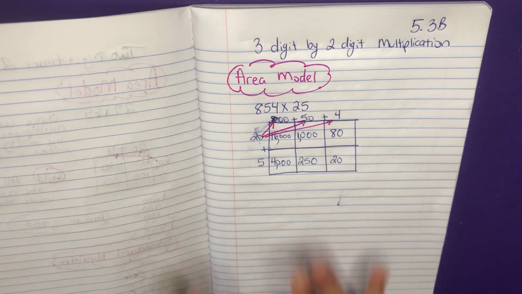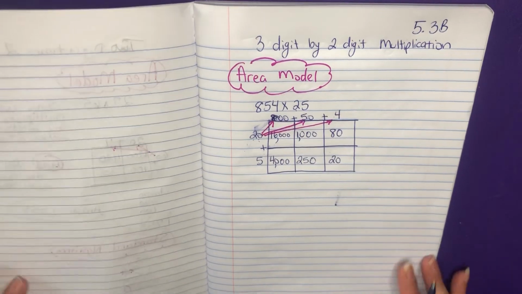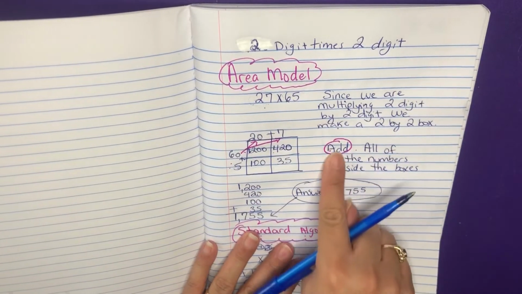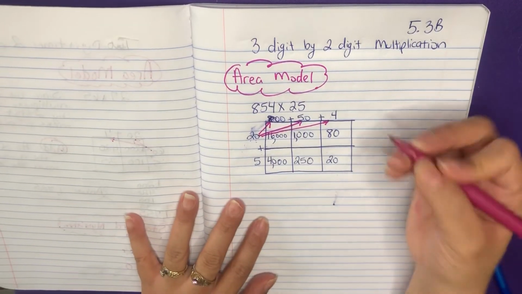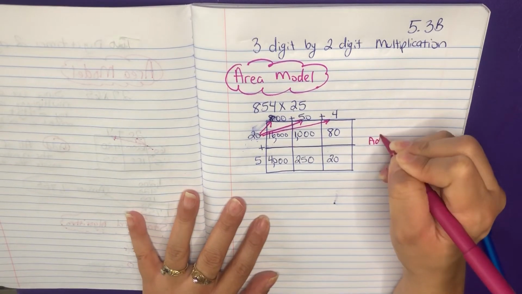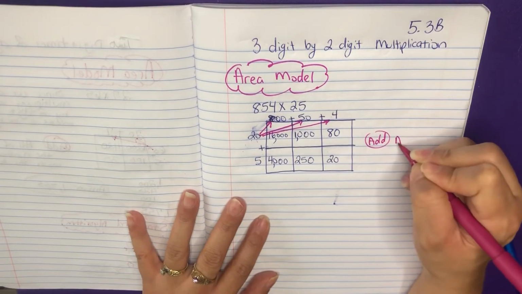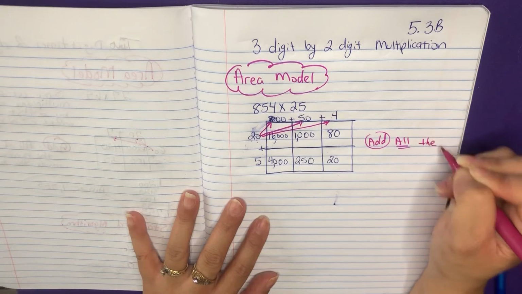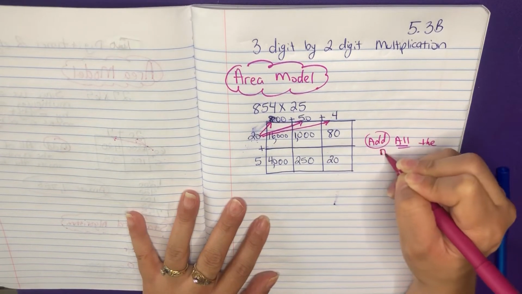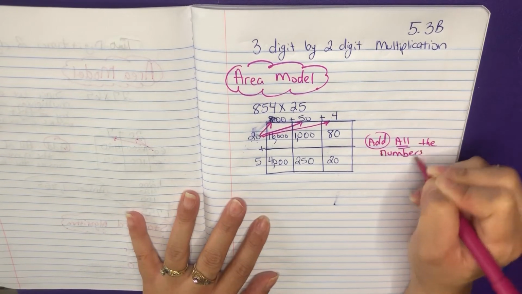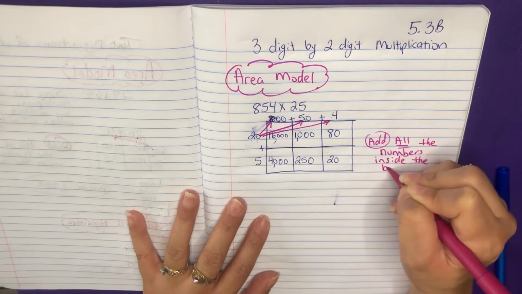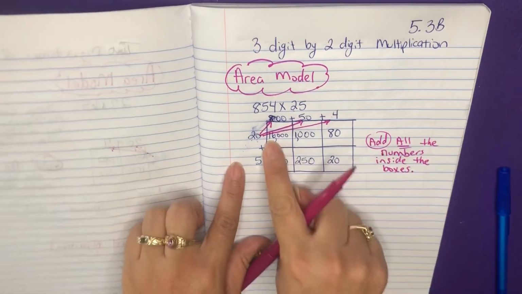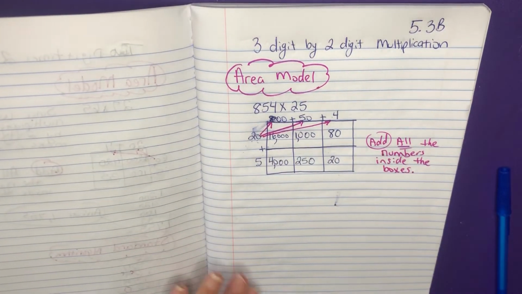Okay, so we're done. We have all our numbers inside the boxes, just like we said yesterday, remember? We said all the numbers had to be inside the boxes. Now we have to what? Add all the numbers. That's what we said yesterday. So now we add, don't forget, all the numbers inside the boxes. Okay, so we're going to add all these numbers. So let's line them up. Nice and pretty.